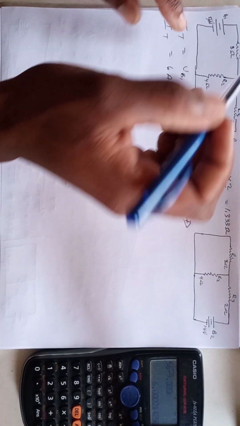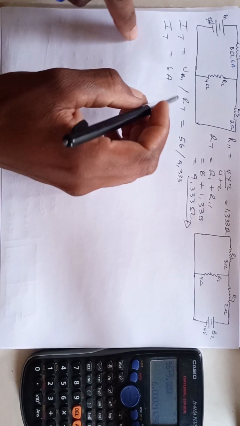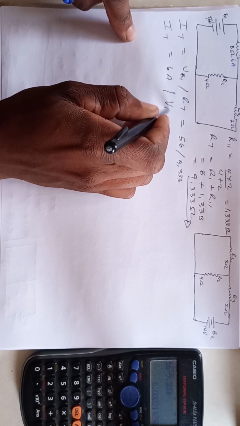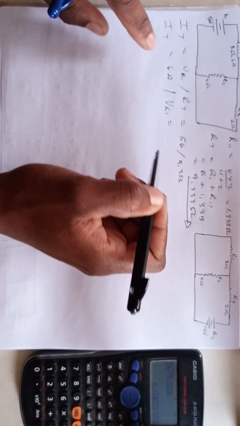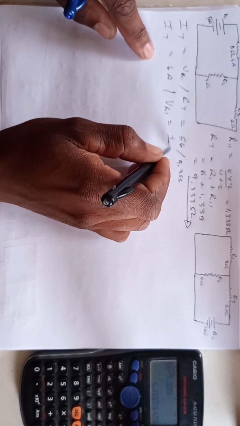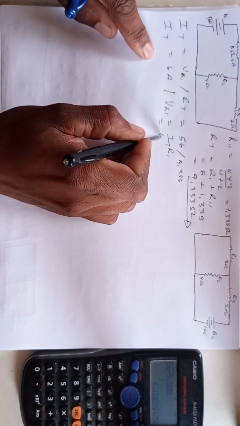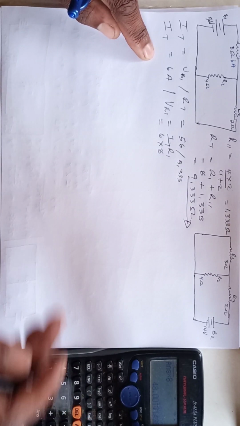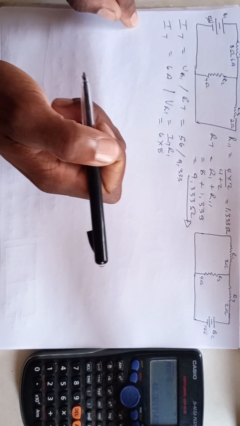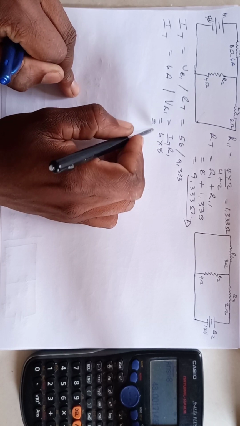So we now know that the current across R1 is 6 amperes, but we don't know the current across these resistors. Let us use the current across R1 to get the volt drop across R1. The volt drop across R1 will be current times resistance of R1, so we'll use the total current. The total current is 6 times 8, which gives 48. So our voltage drop across R1 is 48 volts.